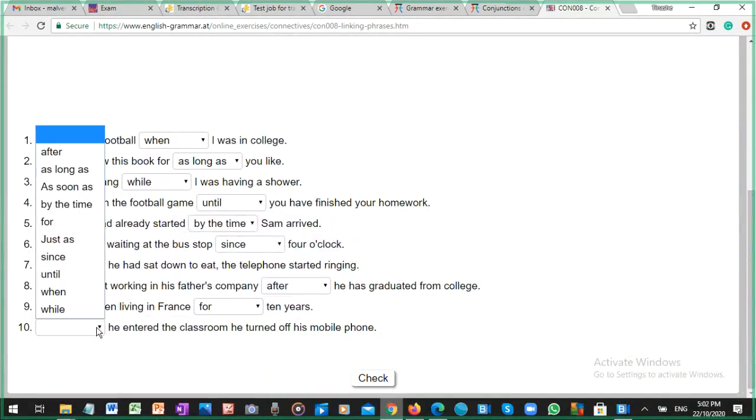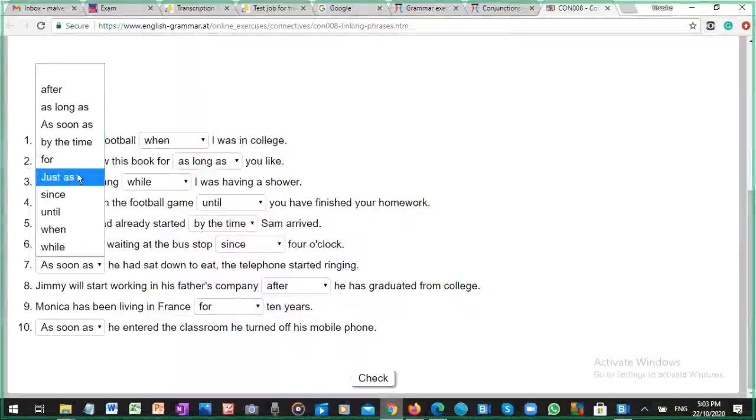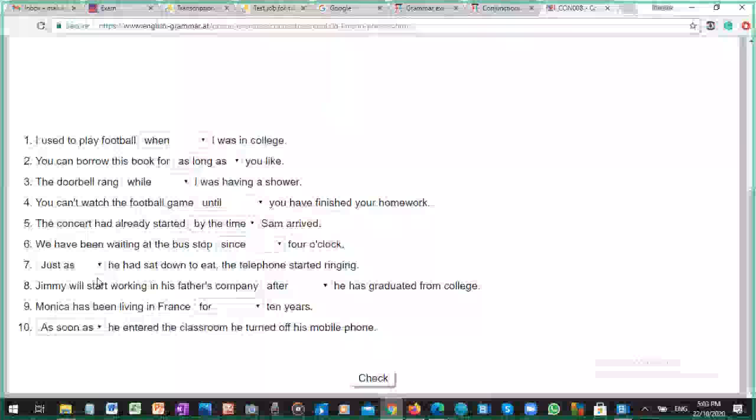Dash, he entered the classroom and turned off his phone. What's the one that we haven't used? As soon as. Right, that might be correct. And this one, just as he sat down to eat, the telephone started ringing. Okay, that's correct.